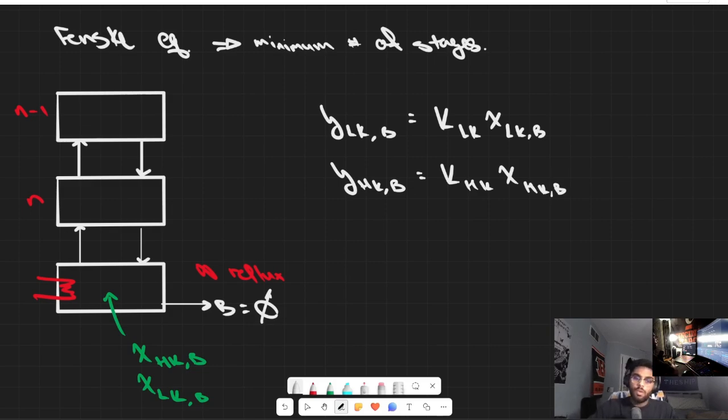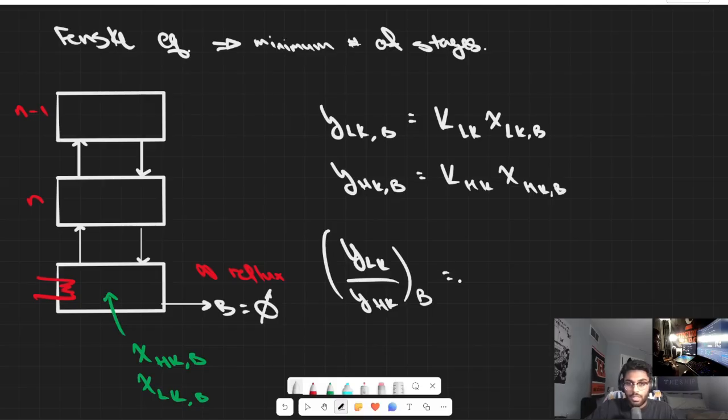Now, what we might want to do here is divide these two relationships we've just derived. So we're going to have y for the light key over y for the heavy key at the bottoms equal to, and if you remember the definition of relative volatility, it is the ratio of partition coefficients to a reference partition coefficient. So this alpha, I'm going to call this alpha light key.